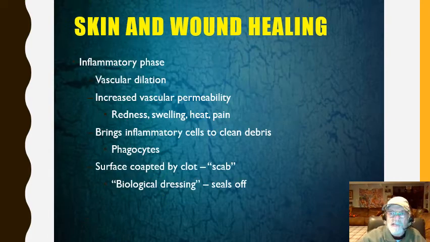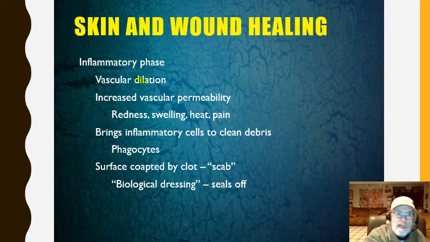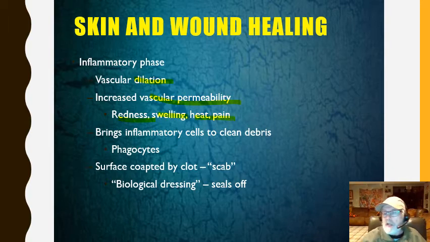So how does this happen? Well, first of all, we go through an inflammatory phase. In an inflammatory phase, inflammation causes a vasodilation. The blood vessels will dilate, okay? And that's a good thing, okay? Because the blood vessels dilate, they become more permeable, things start to leak out. And that's why new wounds appear red, swollen, hot, and with pain.